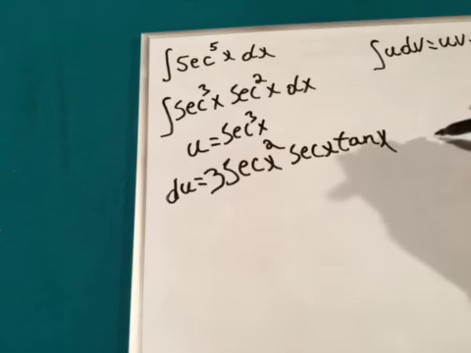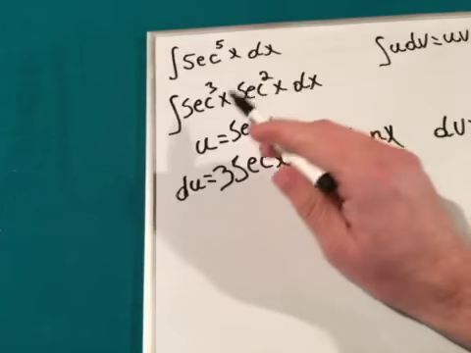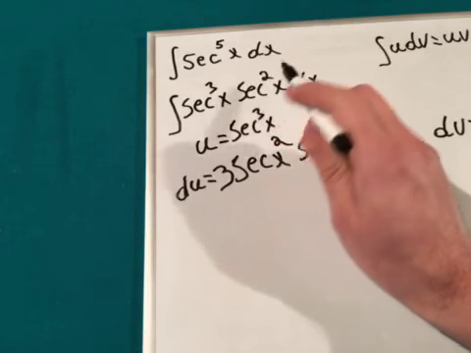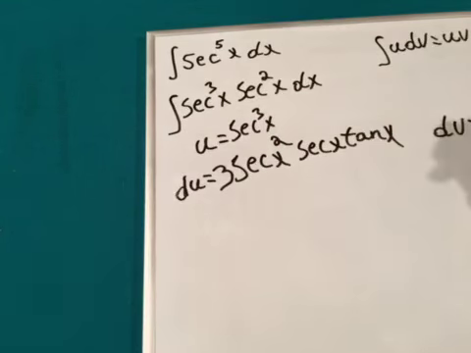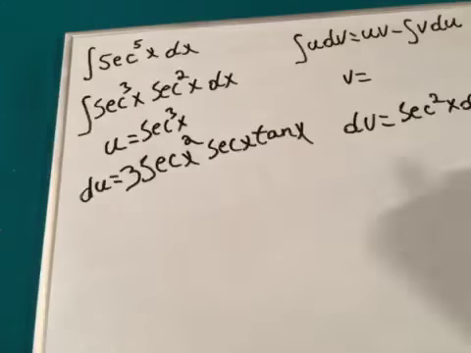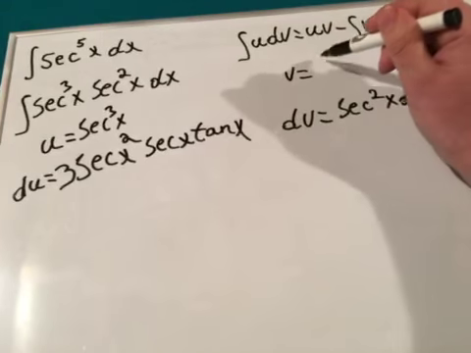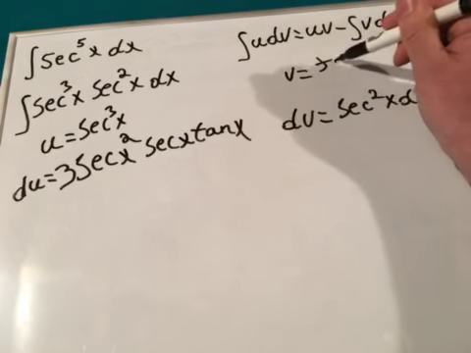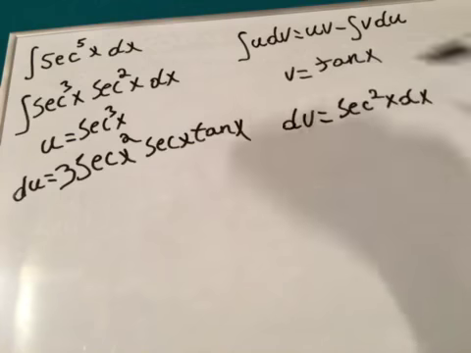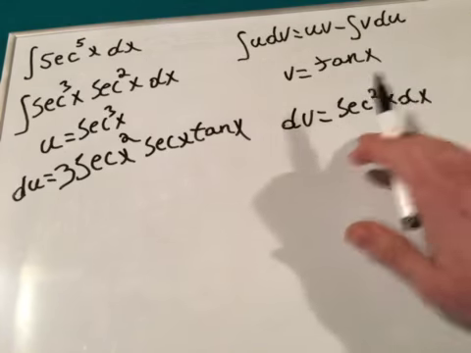Now I want to do my dv. If my u was secant cubed, my dv has to be whatever is left over, which is secant squared x dx. And then my v: if my dv is secant squared, I integrate to get my v. The integral of secant squared is just tangent x. You can always check by taking the derivative of tangent and getting secant squared x.